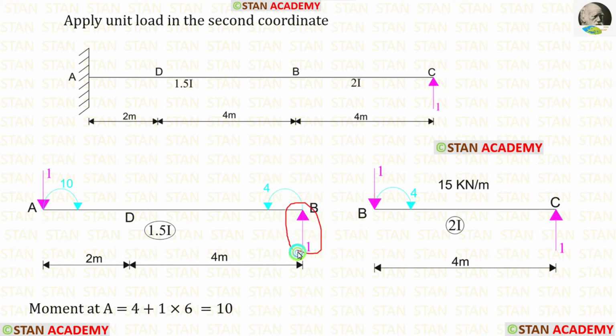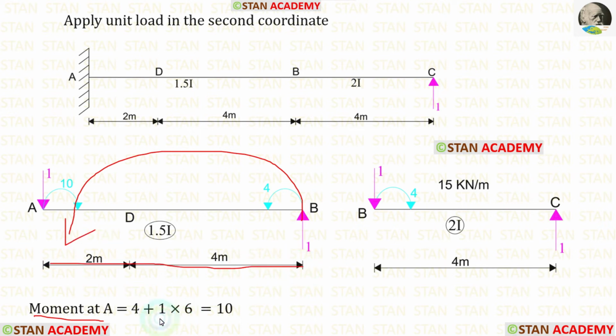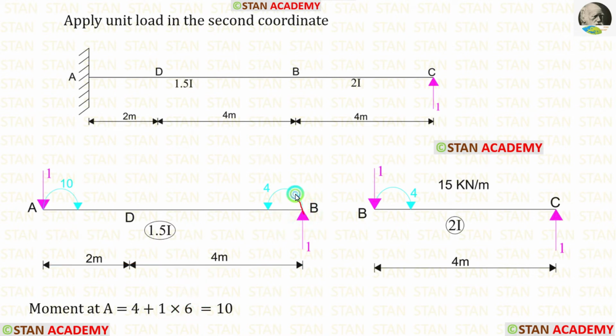Due to this unit load, a reaction is developed in the point A. This load is acting upwards, so here it should be acting downwards. Now let us find the moment in the point A. This load is acting in the anti-clockwise direction and the distance is 6 meter. So 1 into 6. This moment is also acting in the anti-clockwise direction. After adding, we are getting 10. Since the load and the moment is acting in the anti-clockwise direction, the developed moment in the point A should be acting in the clockwise direction.